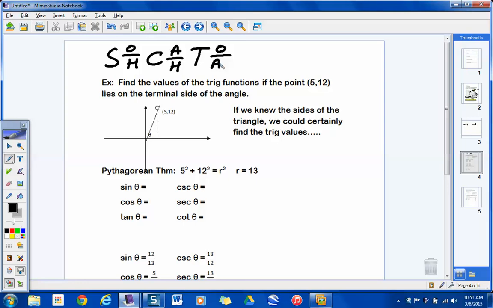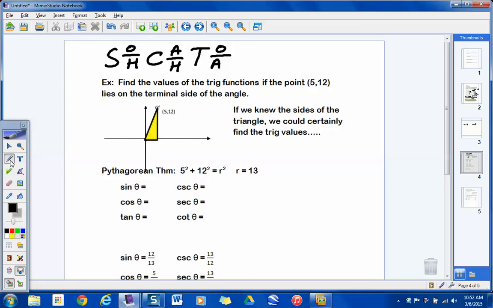Alright. So guys, in this example right here, we're going to find the values of all 6 trig functions if a point 5, 12 lies on the terminal side of the angle. Okay. So what they're saying is this. They said, you know what, we went right 5 units and up 12 units. So I'm going to go ahead and kind of redefine this triangle right here. Looks like this. Okay, whoops. Try again. There.